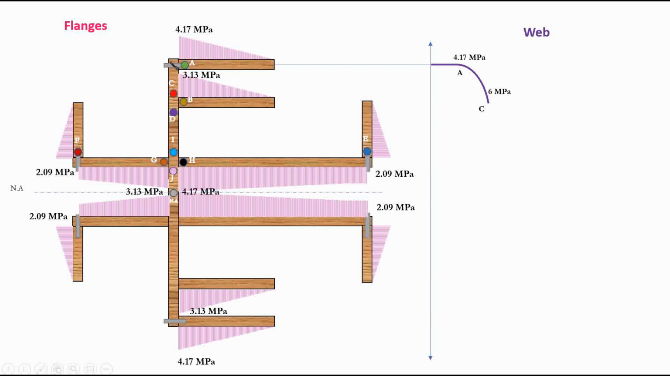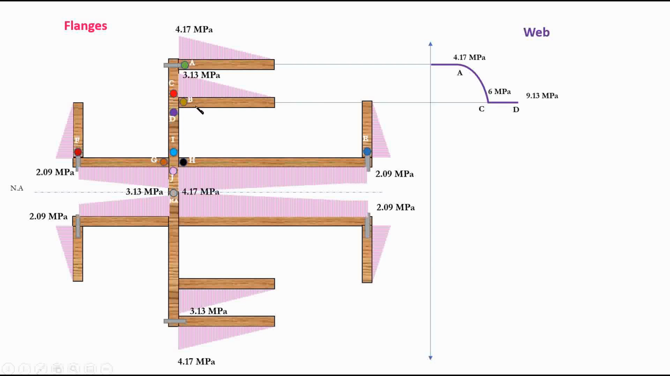So it started with this point A. We had the contribution of the flange, 4.17. And then we moved to point C. What was the value? It was 6 megapascal. And then you move down to D. And here we'll have a jump. Why do we have a jump? Because this is a flange, so there's really no distance. This is just a jump, right?